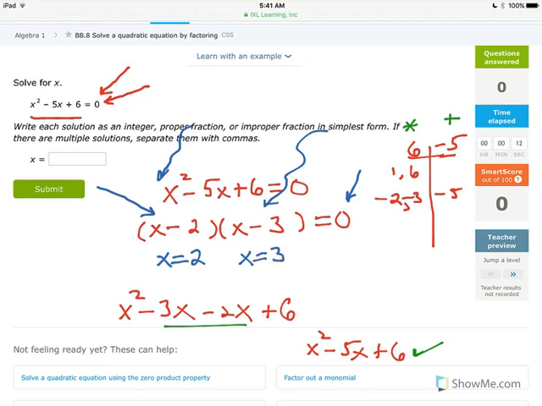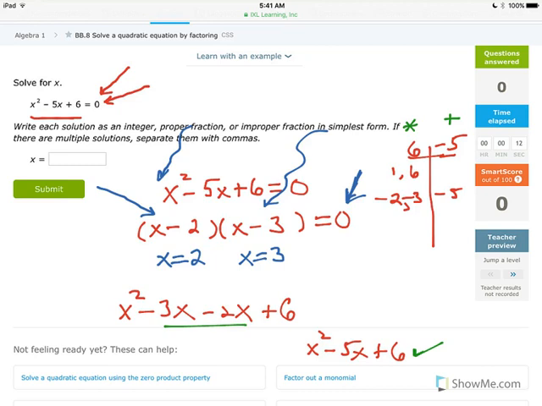So if you put a 3 into the equation, you're going to get 0 times something, which will make a final answer of 0. And if you put a 2 into the equation, you're going to get a final answer of 0. So your two solutions are 2 and 3.